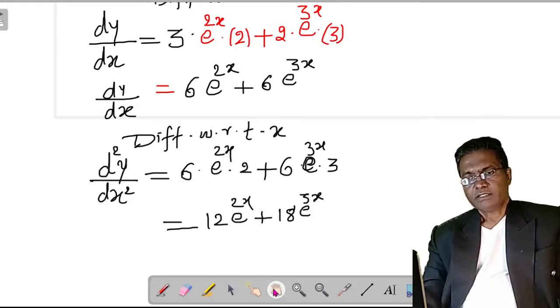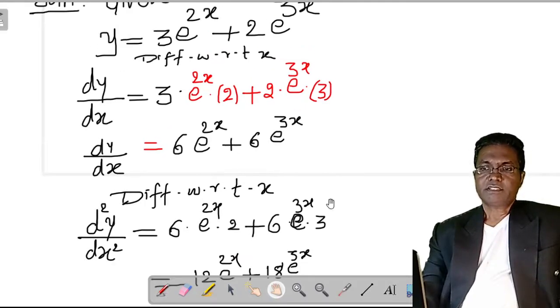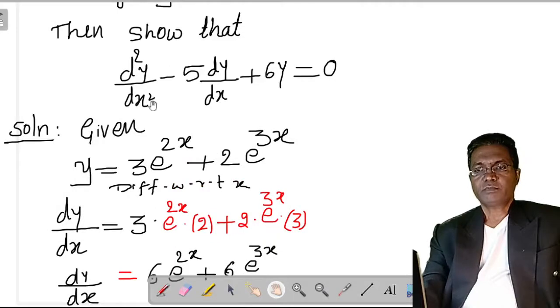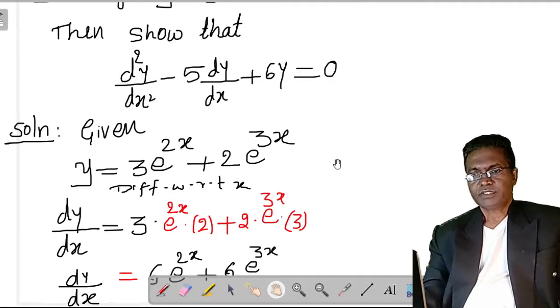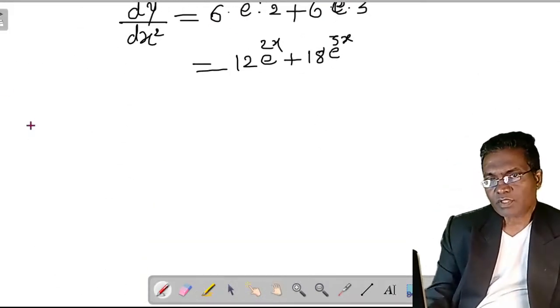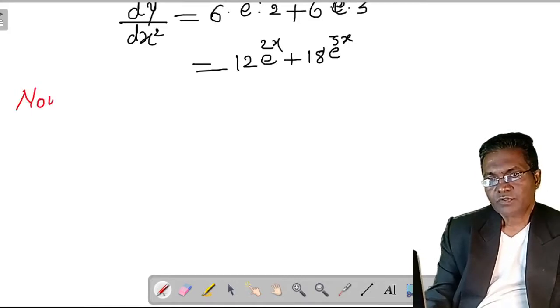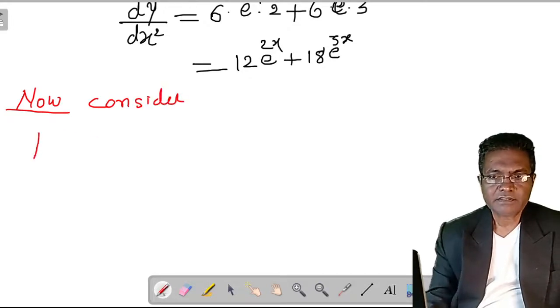So I can go for the required result. We are supposed to show that d square y by dx square minus 5 dy by dx plus 6y equal to 0. Okay, so consider LHS. Whatever you are asked to prove, you consider LHS.